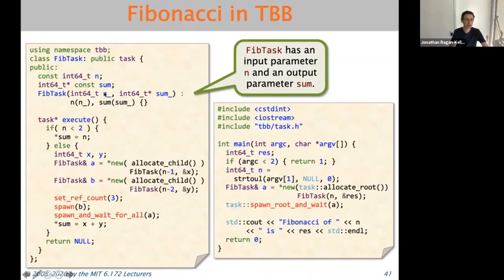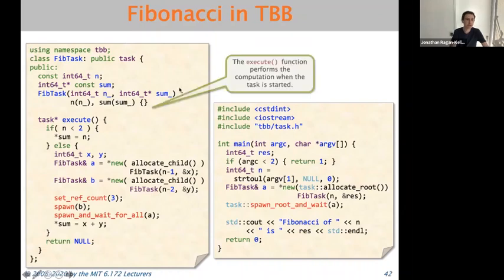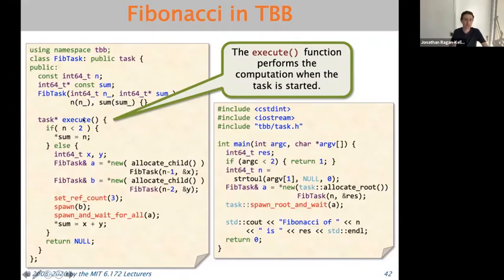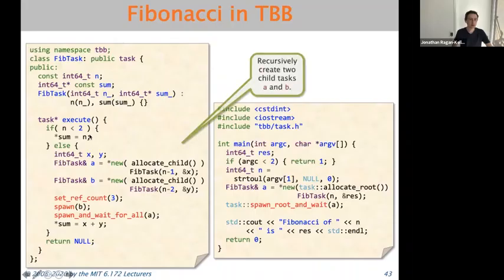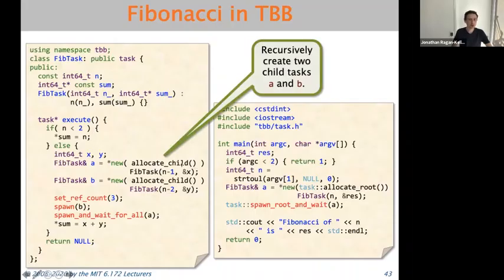So a fib task has an input parameter n and an output parameter sum. And then every task has to define an execute function, which is the actual callback logic that's going to perform when the task is started. So in this case, execute basically looks just like our old recursive fib, with just a little extra detail to spawn some parallel children. So if n's less than 2, the result is just n. Otherwise, we recursively create two child tasks, A and B, for fib n-1 and fib n-2.